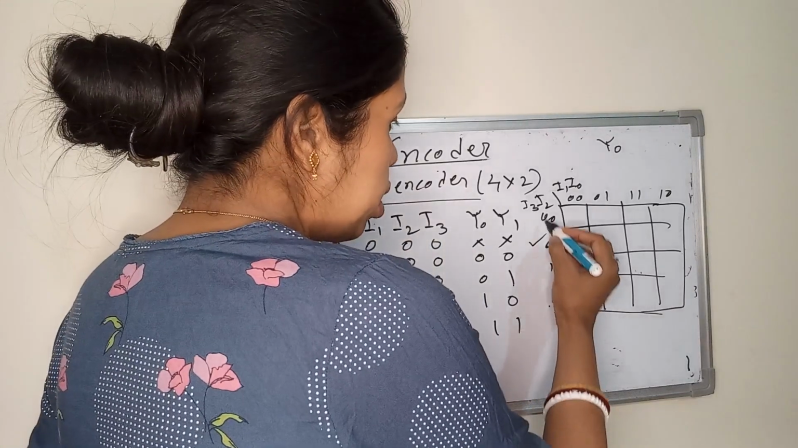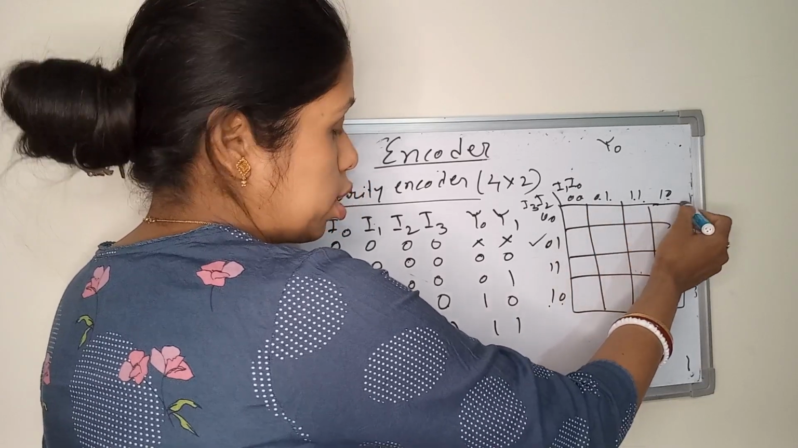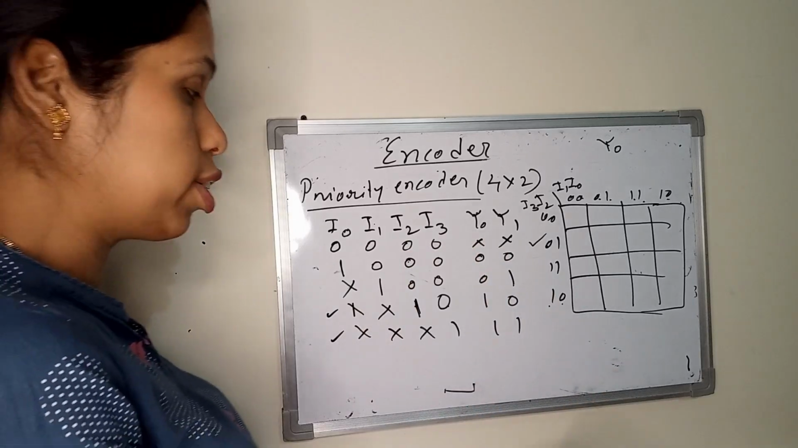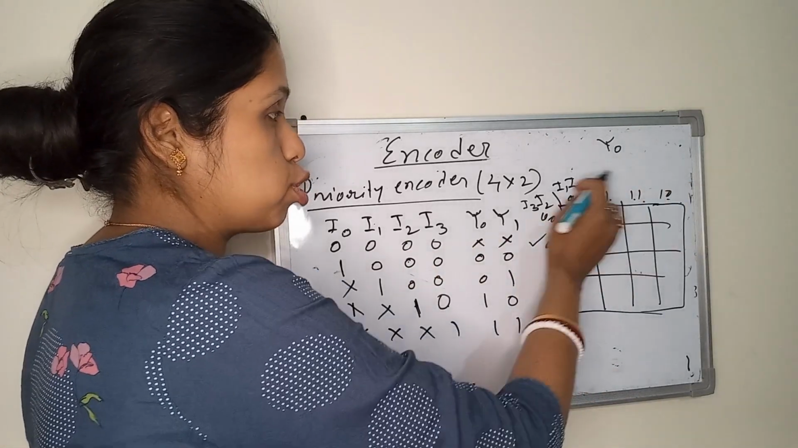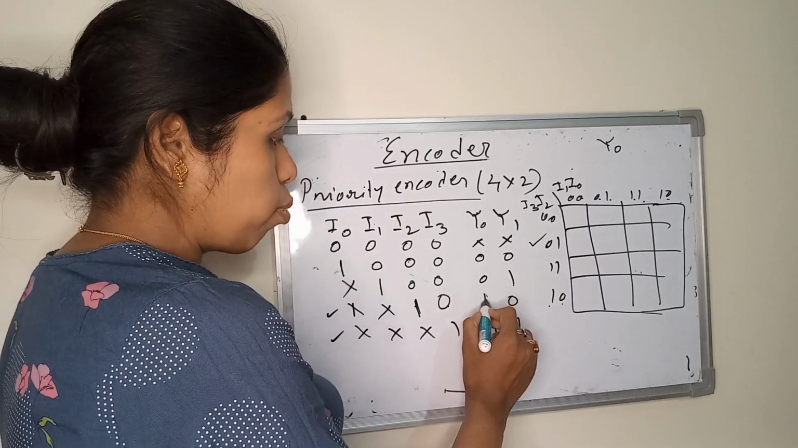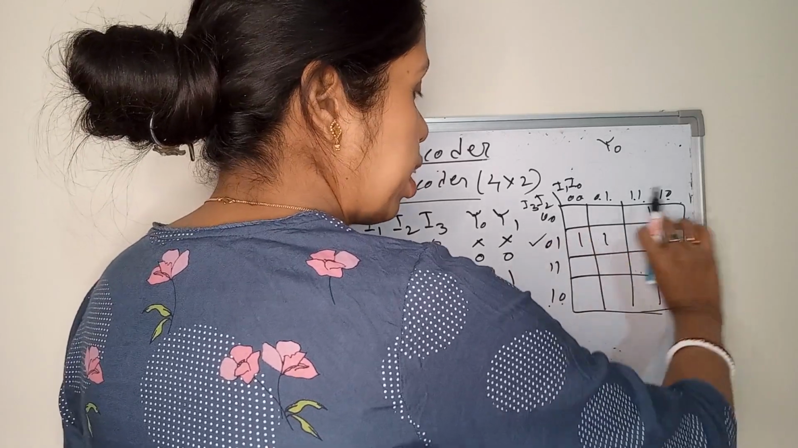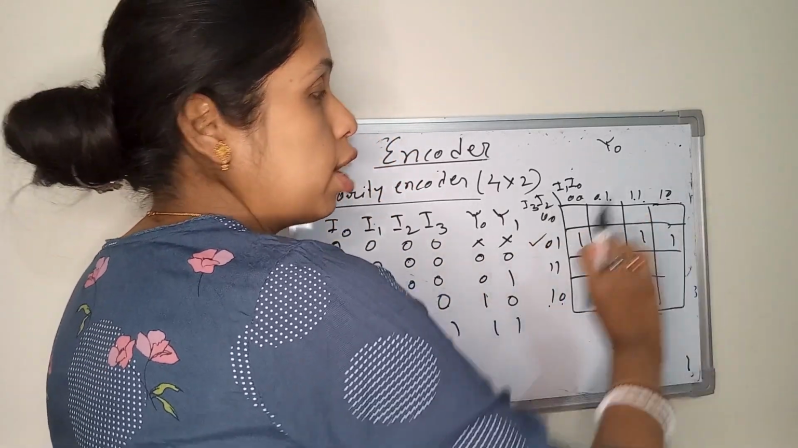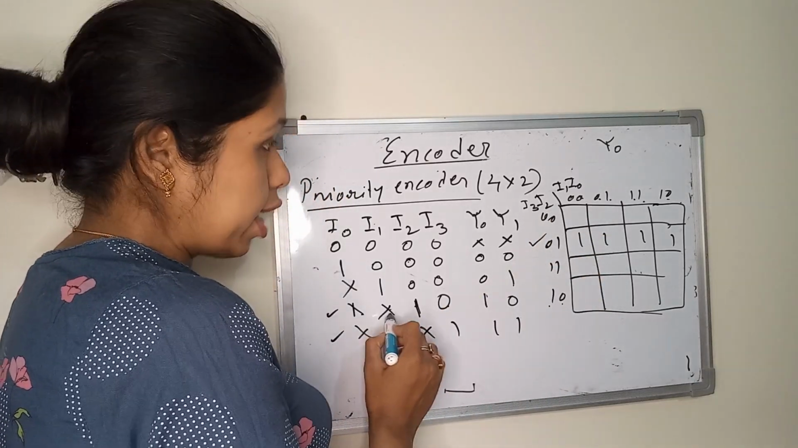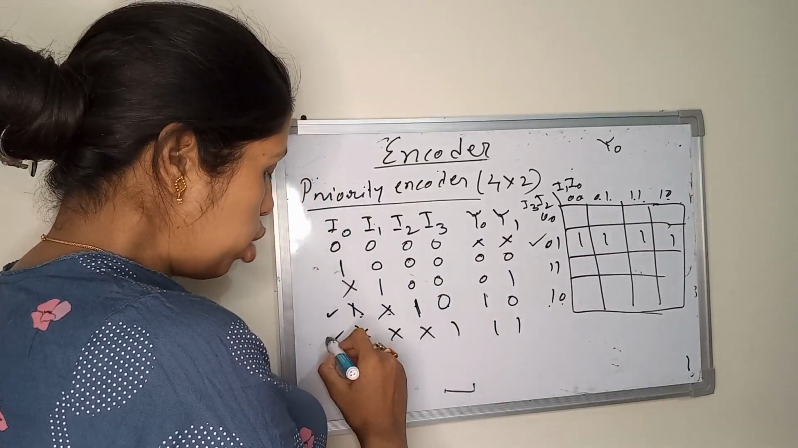So when my I3 I2 is 0 1, I0 and I1 will be 0 0, 0 1, 1 1 and 1 0. These four combinations should be possible for I0 and I1. Okay, that means in all cases my Y0 is 1. So here I am putting 1 in the entire horizontal row. So I3 and I2 is 0 1 and this is X. X means it may be 0 0, 0 1, 1 1, 1 0.